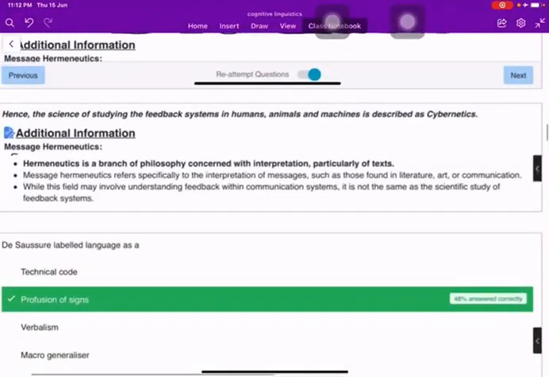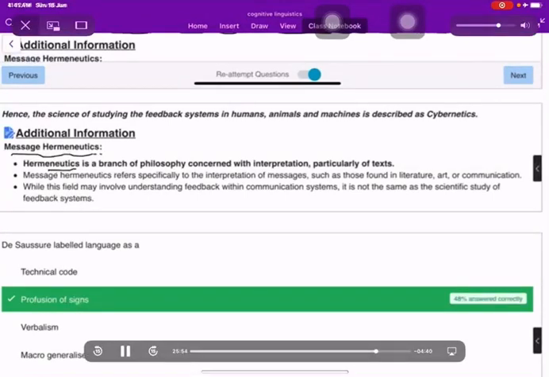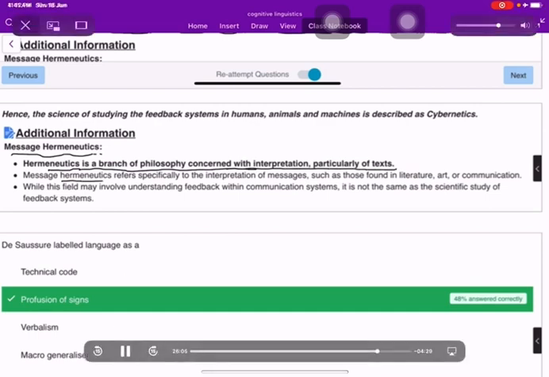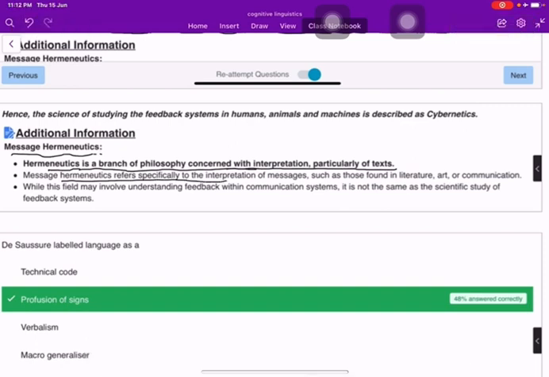Now, message hermeneutics. Hermeneutics is a branch of philosophy concerned with interpretation, particularly of texts. Message hermeneutics refers specifically to the interpretation of messages such as those found in literature, art, or communication. While this field may involve understanding feedback within communication systems, it is not the same as the scientific study of the feedback systems.